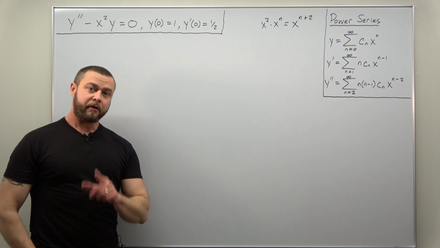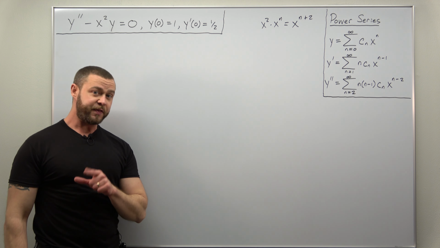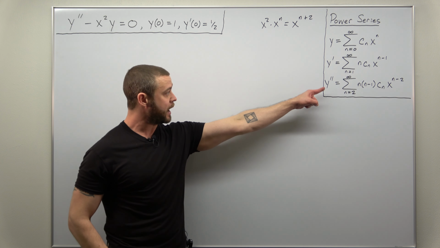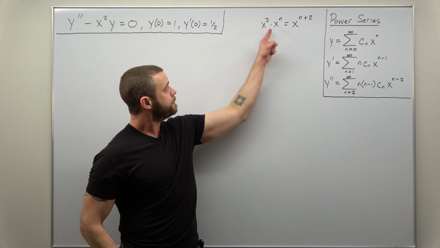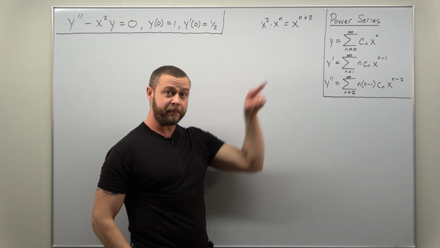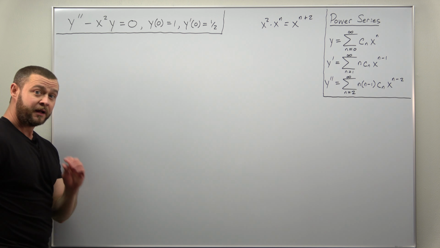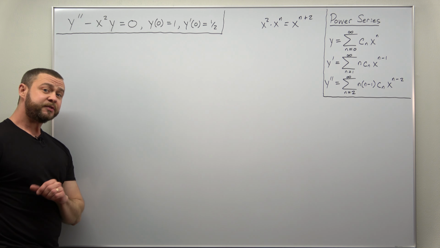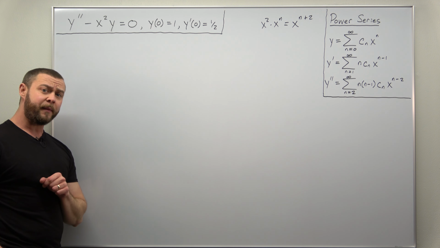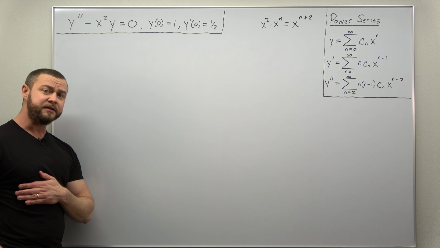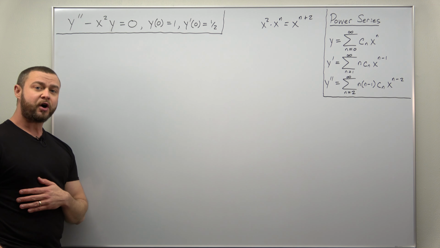All right, with that out of the way, let's go ahead and use both our power series representations for y double prime and then y, but the x squared bumps the power up from x to the n to x to the n plus 2. I'm going to take my time with this. I definitely recommend that to all my students. Write everything out in detail. It pays off in the end.